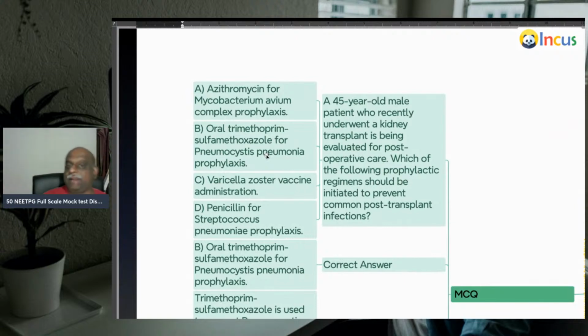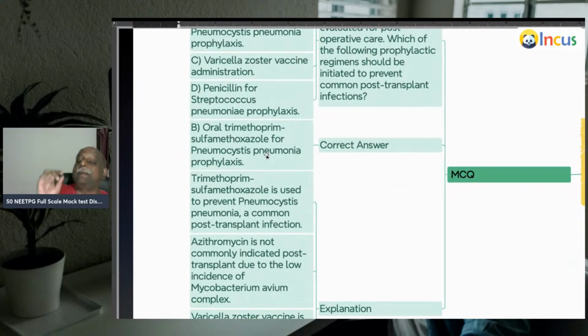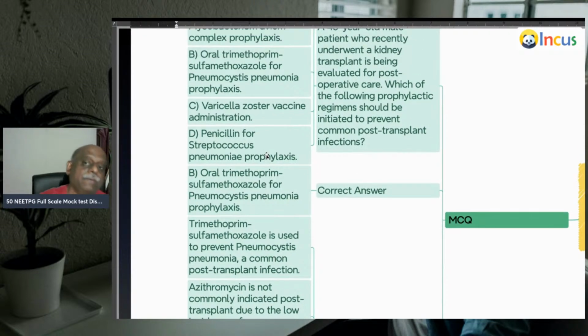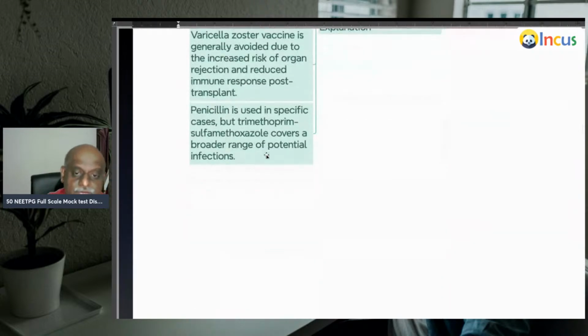A 45-year-old kidney transplant. So which regimen will you give to prevent post-transplant infections? We give Bactrim DS, oral trimethoprim-sulfamethoxazole, for Pneumocystis pneumonia prophylaxis in immunocompromised people. Either it can be post-transplant or because of cancer chemotherapy, or in all these scenarios.